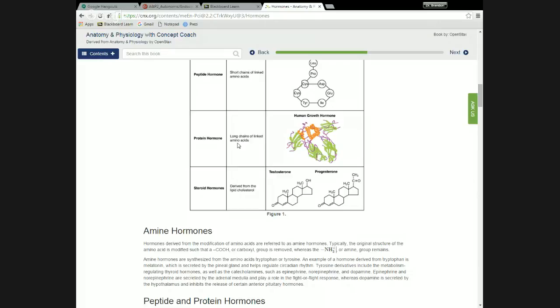But lipid-soluble molecules, being lipid-soluble, can dissolve straight through the cell membrane because the cell membrane is made of what? Lipids, right. Okay. So they are not stopped by the cell membrane. They get into the cell. Therefore, their receptors are inside the cell.